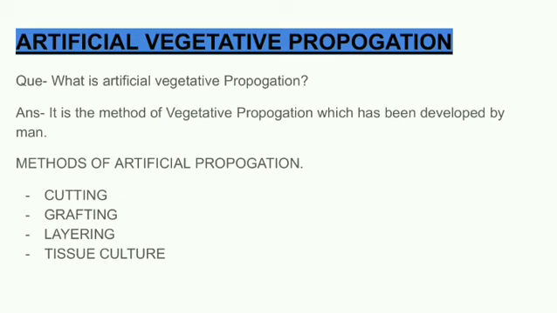So, it is a method of reproduction in plants, or producing new plants, by man. It is not a natural process, but is done with the help of man. There are 4 methods of artificial propagation. They are cutting, grafting, layering, and tissue culture. Now we will study each of these methods one by one.